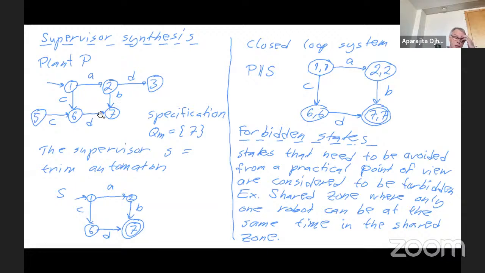And the rule is that a marked state in the synchronous composition should be marked in both systems, both in P and S. And now it's marked here because all states in the plant are assumed to be marked.